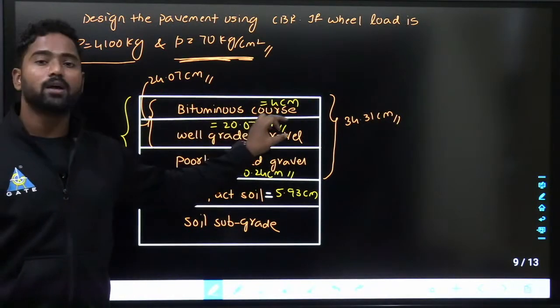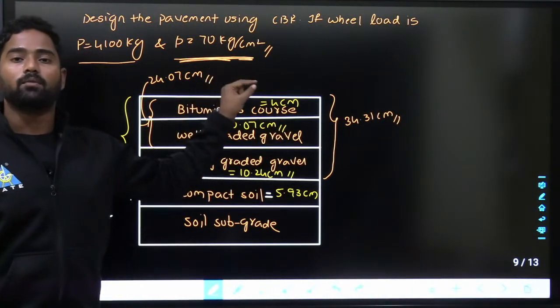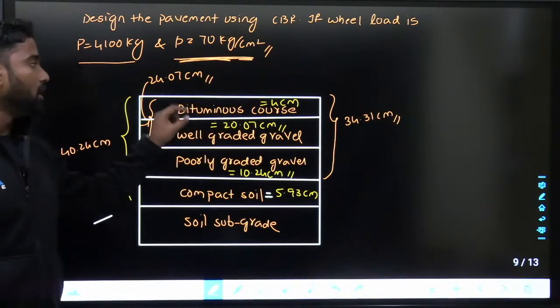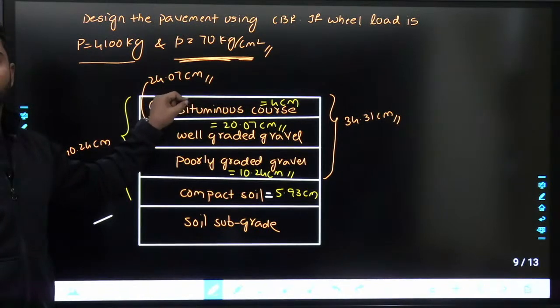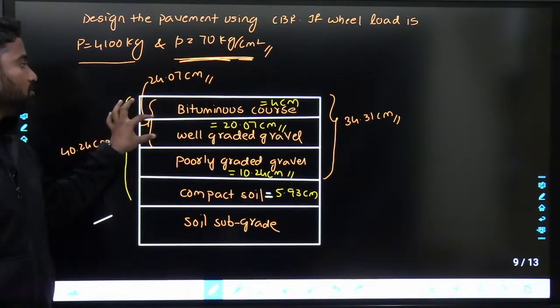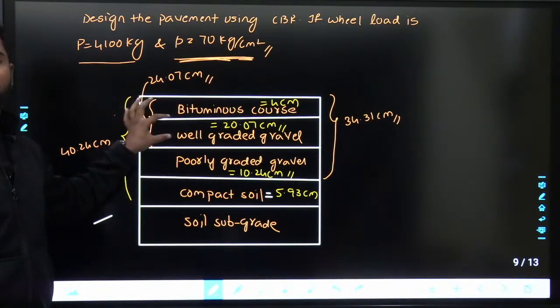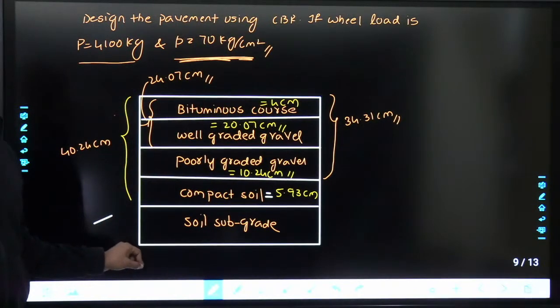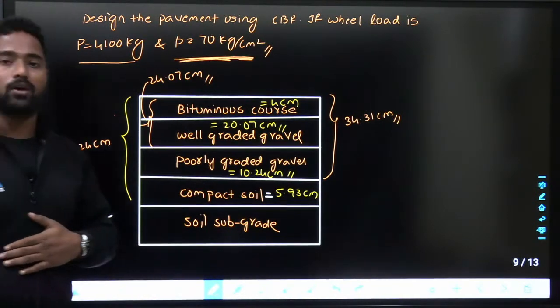Because CBR is given as 60%. That formula is applicable only for CBR not more than 12%, and thickness of bituminous course is given to you as 4 centimeters. So finally, based on that we have calculated thickness of well graded gravel. Fine. So this is how you are going to design the pavement. Any doubts in this? You can ask me.